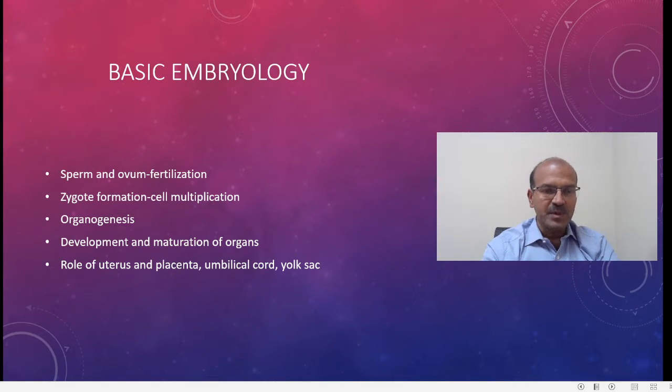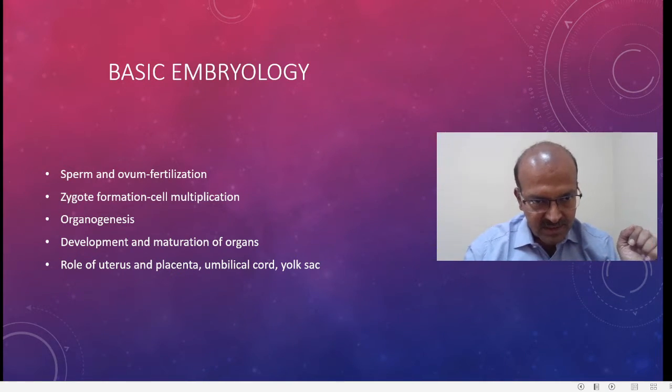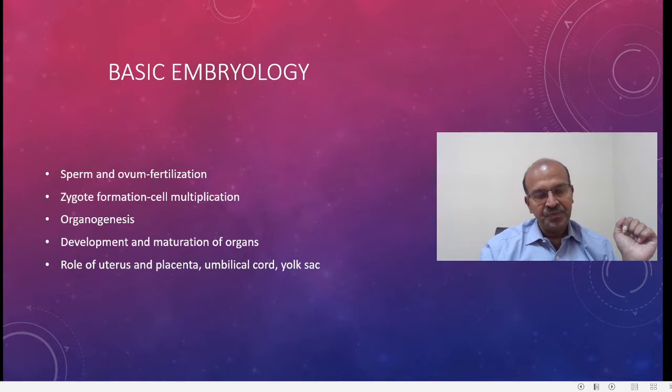The zygote formation, the stages include cell multiplication. Initially, it multiplies to multicellular form, and then the organogenesis progresses from the fourth week onwards. It continues to mature, and the development and maturation of the organs once they are formed takes place. There are huge changes. I will show a couple of illustrations.